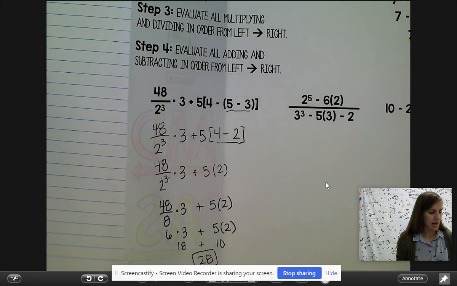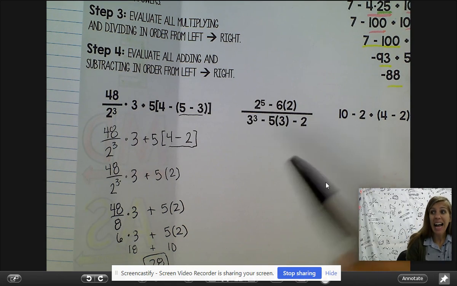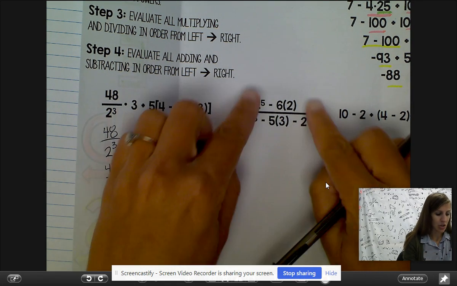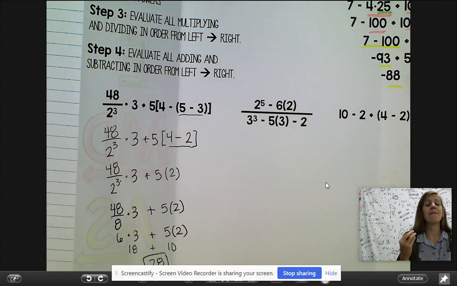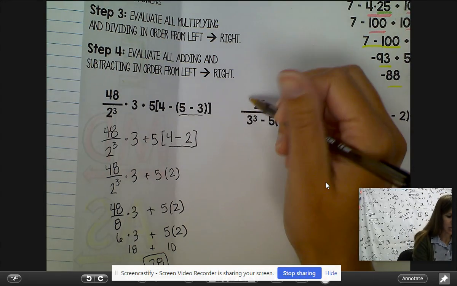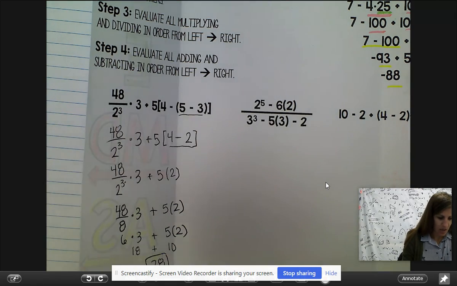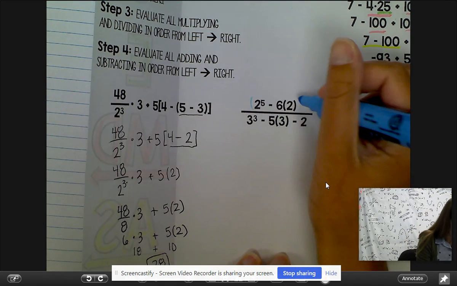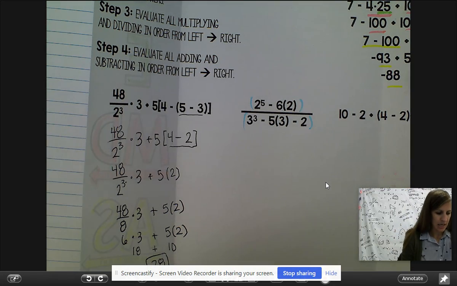Okay, let's try another one. So we have the big divide bar here, which kind of implies parentheses. Like I should do the full top, I should do the full bottom, and then at the very end, we're going to divide. So there's kind of like implied parentheses. What do they use? Here and here. They're like low-key parentheses.